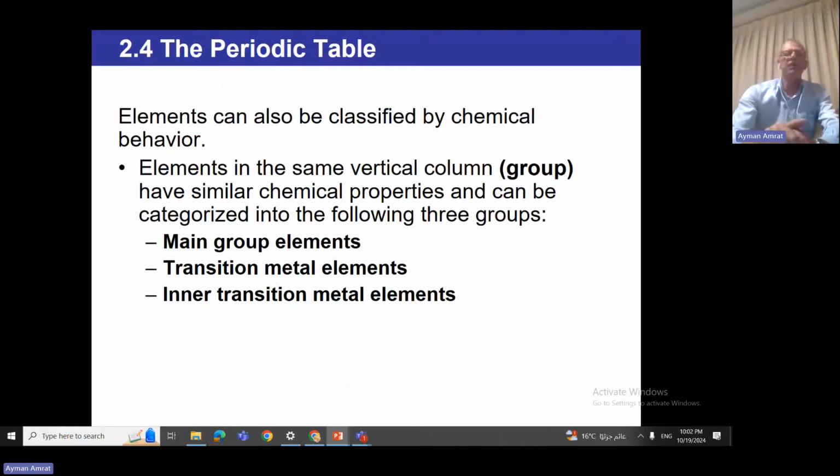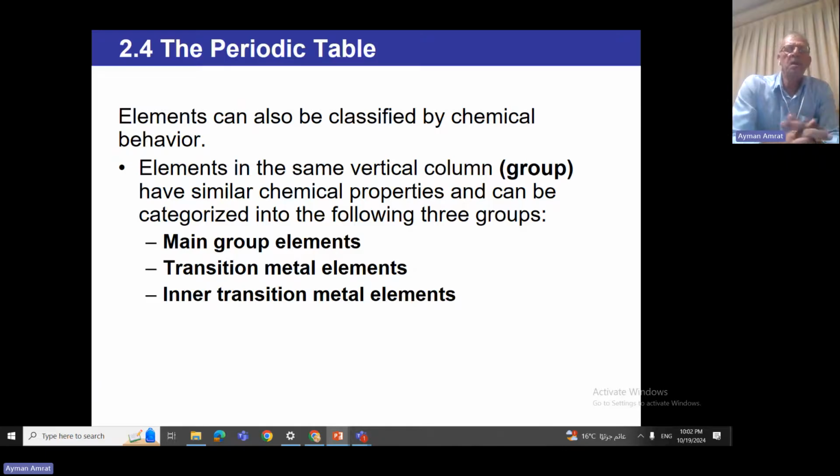Elements can also be classified by chemical behavior. Elements in the same vertical column, called groups, have similar chemical properties and can be categorized in the following three groups. The main group elements, which is group 1A to 8A, are called main groups or representative groups.